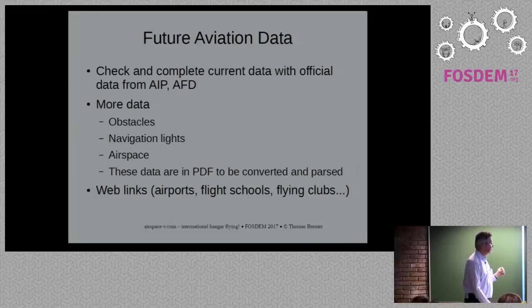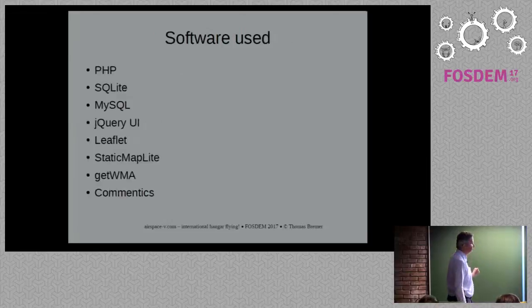Software used for all this is PHP, as I already said. Databases: SQLite for the aviation data. MySQL is used by the content management system. jQuery for the UI. Leaflet to render the maps. Then Static Map Lite. I found that, and it's great to already show a map while the tile map is still rendering. So you get a first impression. You can already see if you're at the right point. Well, getWMA, I already talked about that, and Commentix is the content management system I'm using on this website.